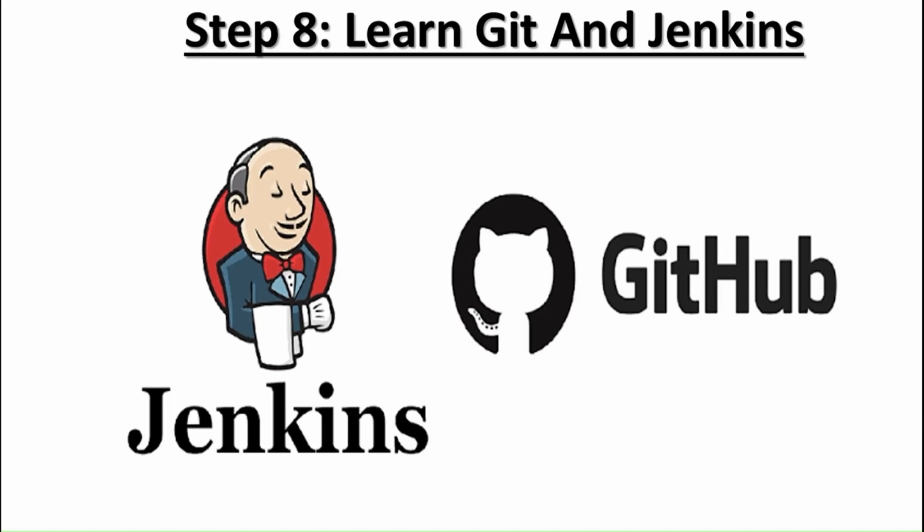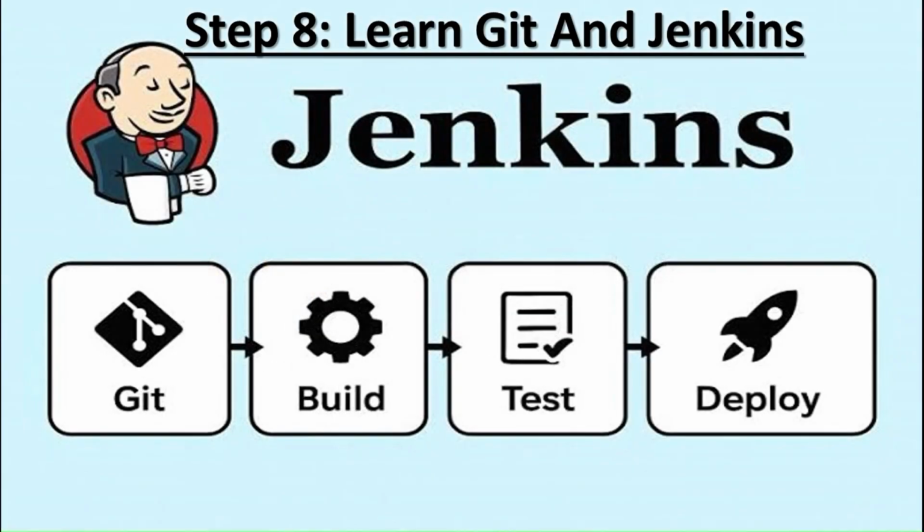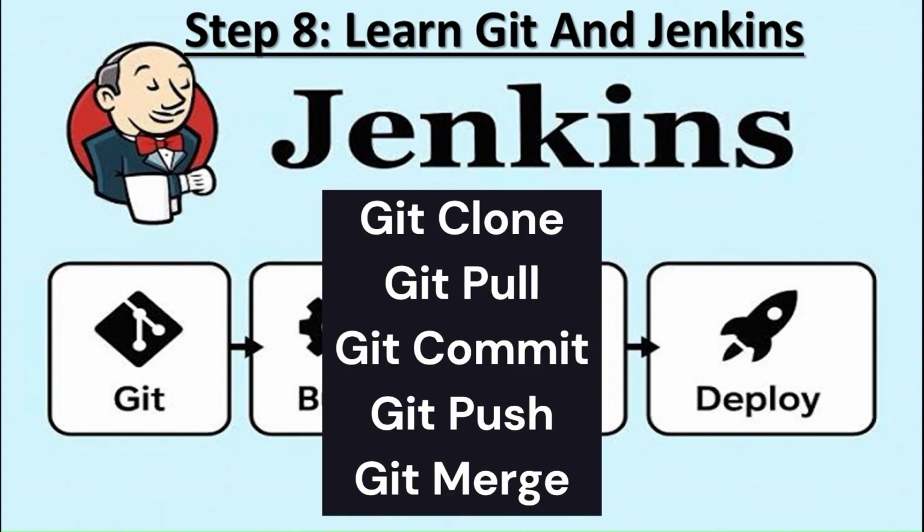Step 8. Learn Git and Jenkins. Many people stop after learning Playwright. That's a big mistake everyone makes. In real companies, automation is much bigger than writing scripts. I learned Git commands like git clone, git pull, git commit, git push, and git merge.